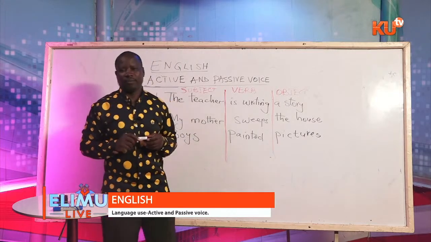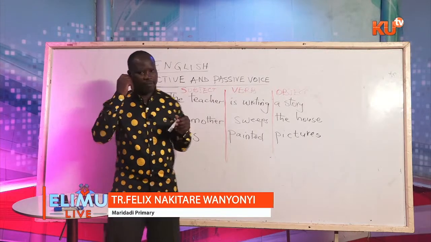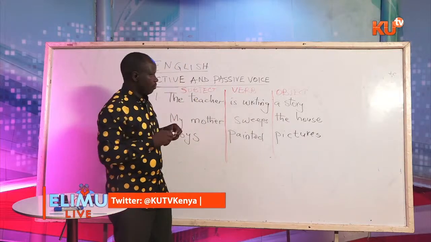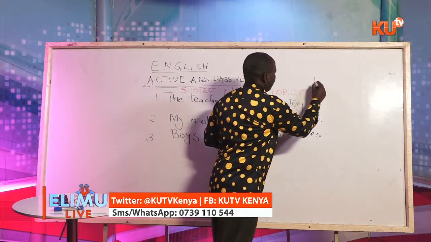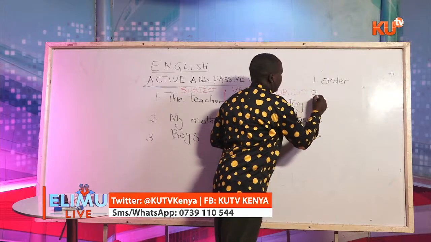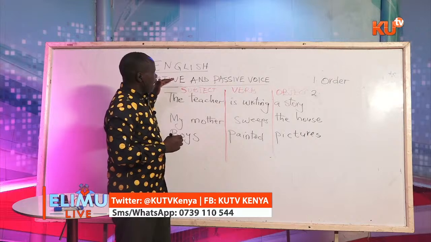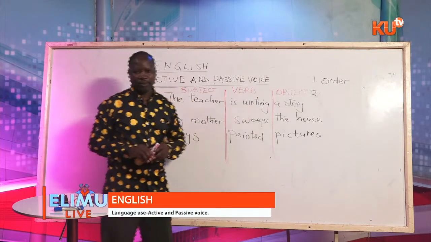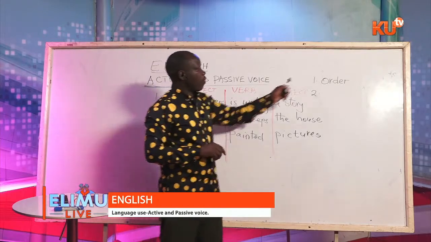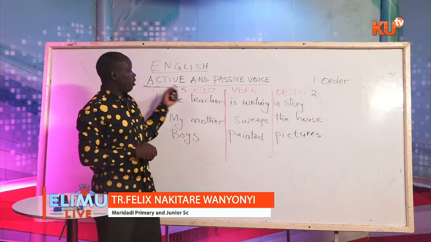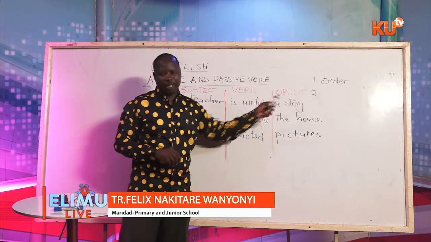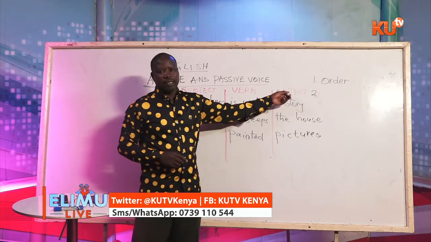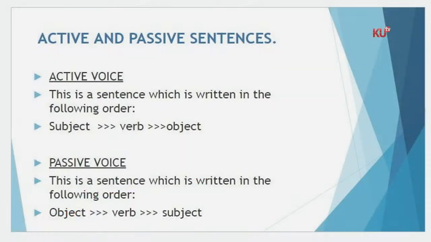There are three important things that we need to consider so that we are able to change from active to passive voice. Which are these three things? Number one, and most important, is the order. While changing from active to passive voice, we must consider the order of subject, verb, and object. That's number one, very important. Remember, in the active voice, the order is subject, followed by verb, and lastly, object. While in passive voice, we shall start with object, followed by verb, and finally subject.